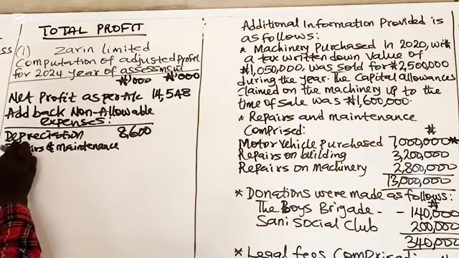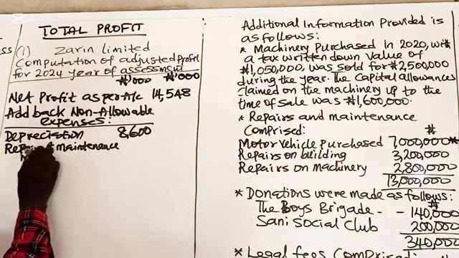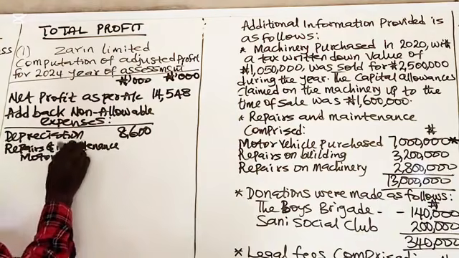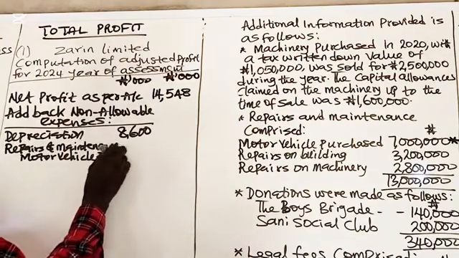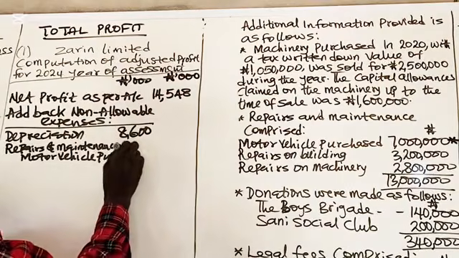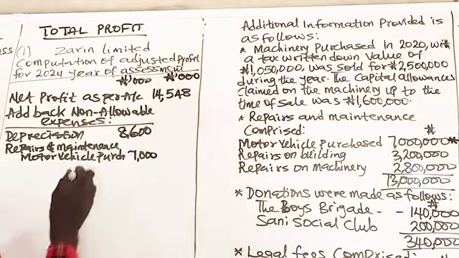It's a motor vehicle purchase. We said that one is a capital expenditure. It's not allowable. That is why we are adding it back.